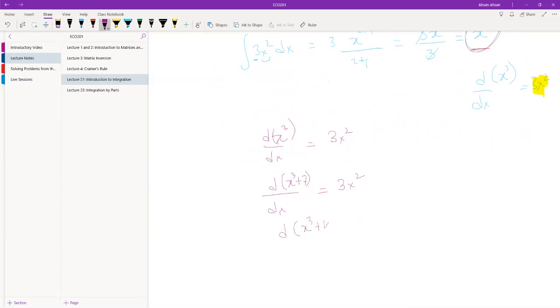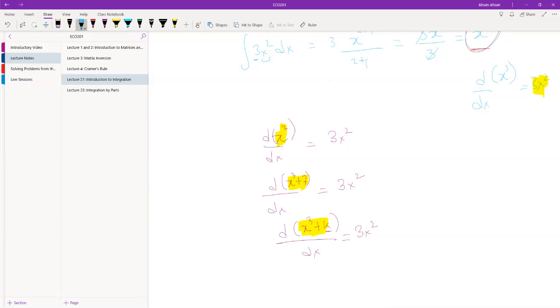Effectively, x cubed to the power plus anything. K can be anything. Anything as in any constant value. We will get 3x squared. So what you see is the differentiation of these are the same.